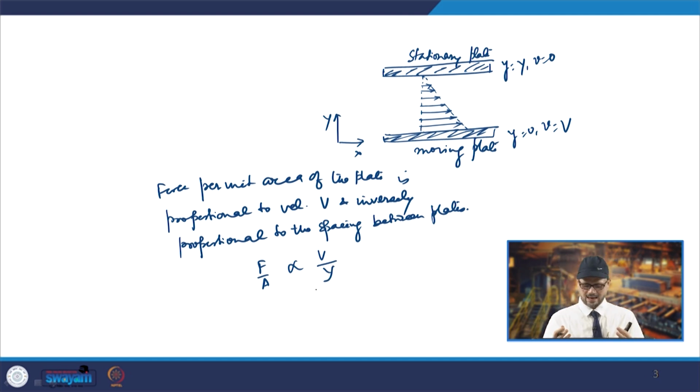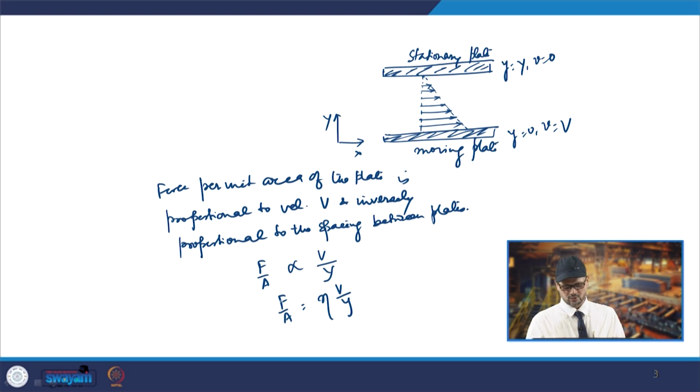Here A is basically the surface area of the plate, V is the velocity, and Y is the distance in the y direction. If you put the constant of proportionality, F by A will be eta times V by Y. Force per unit area is the shear stress. So, F by A is the shear stress at the interface.